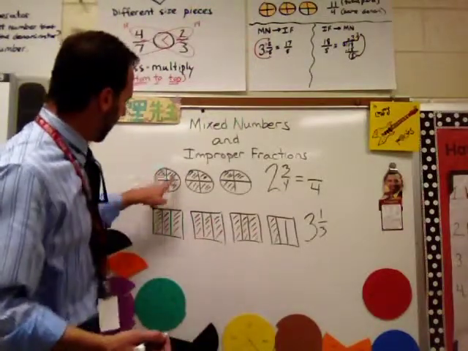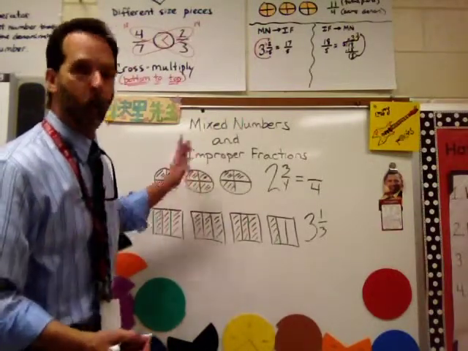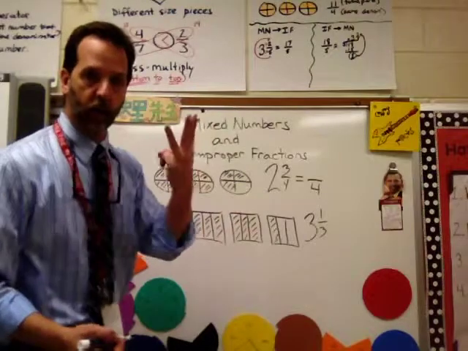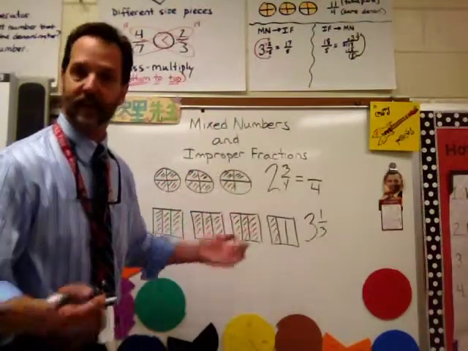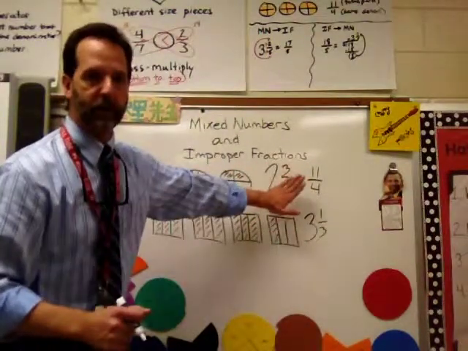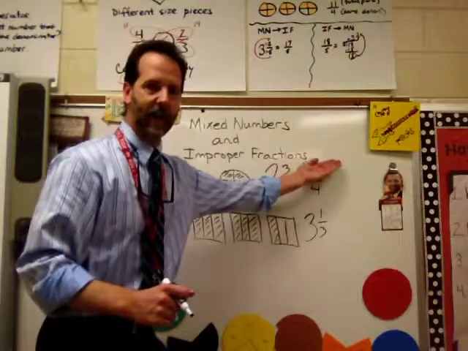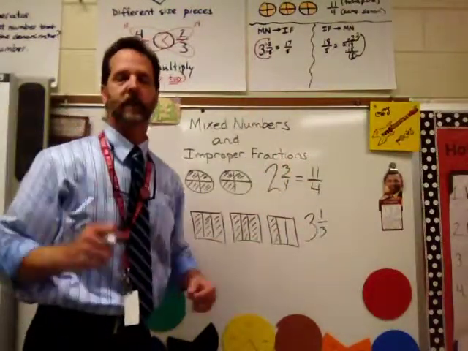Well, in this picture, I have all 4 parts. I have 4. In this picture, I have all 4. And in this picture, I have 3. 4 plus 4 plus 3 is 11. So besides calling this 2 and 3/4, I can also call it 11/4. That's an improper fraction. The big number's on the top.